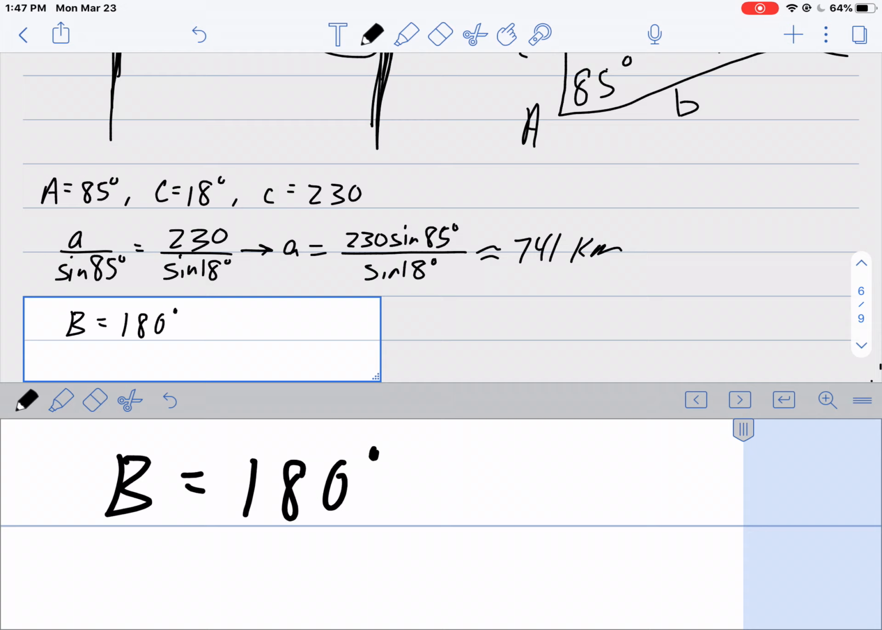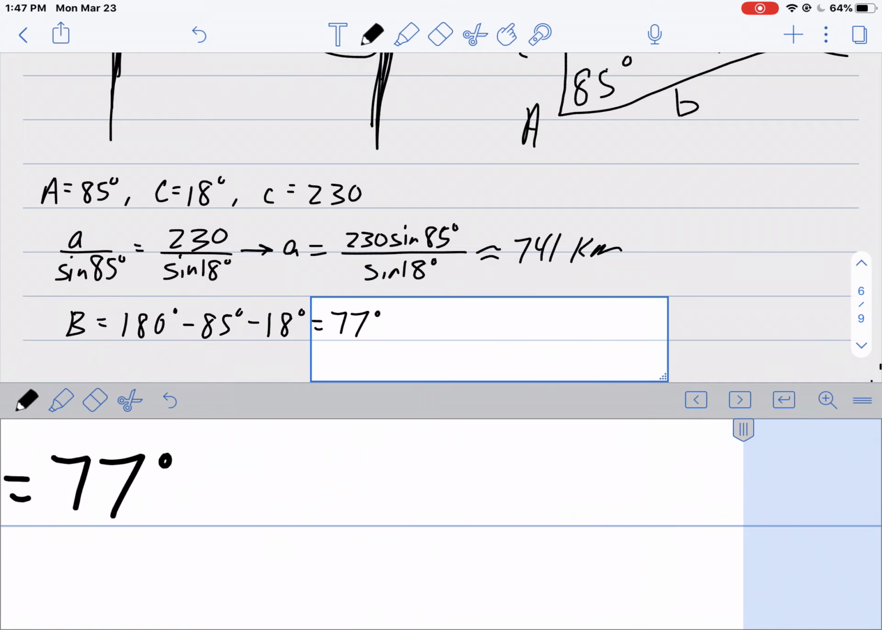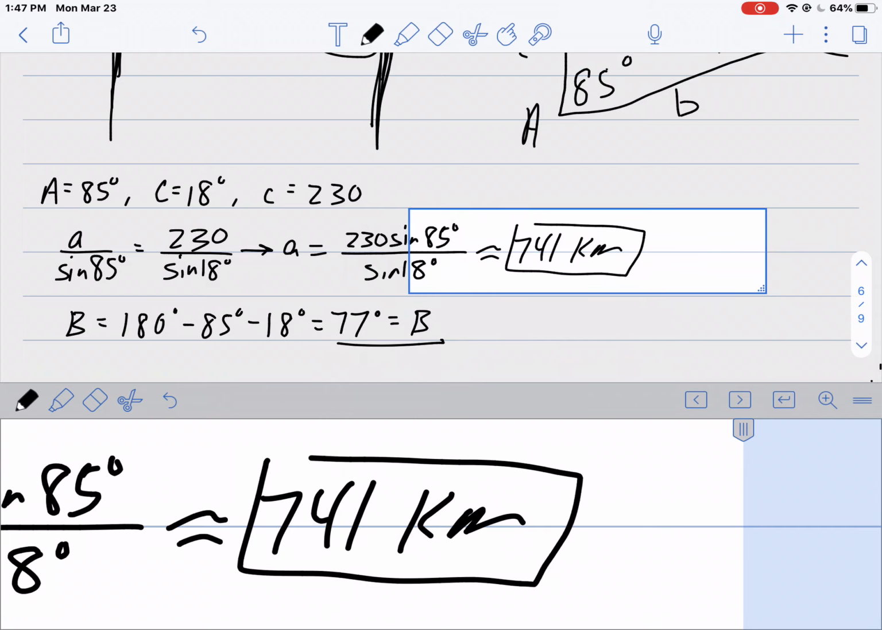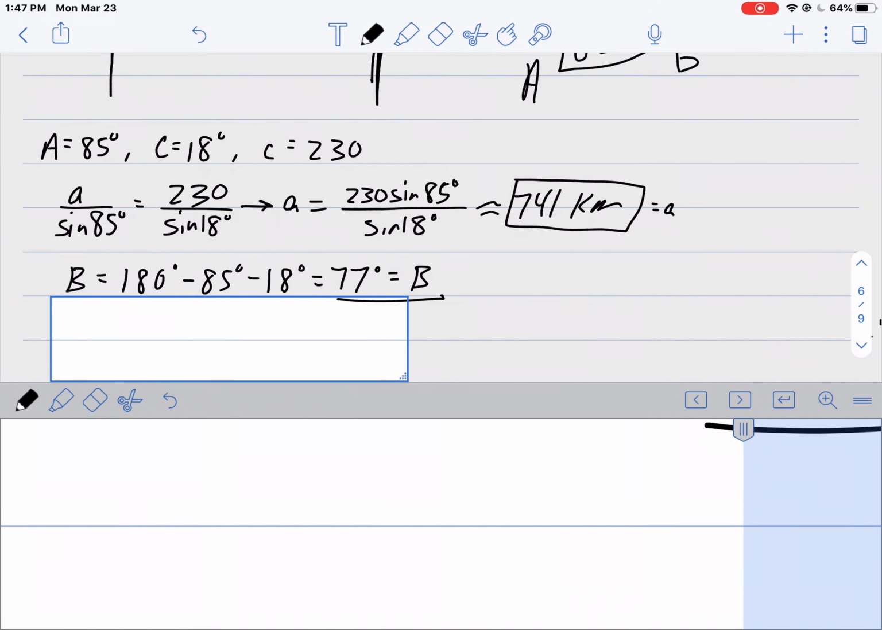Which would be 180 minus the other 2. And for angle B, that leaves me with, what, 77 degrees? Let me box this because that's one piece of information that we need. That's A. And now with angle B, I can find the length of side B.